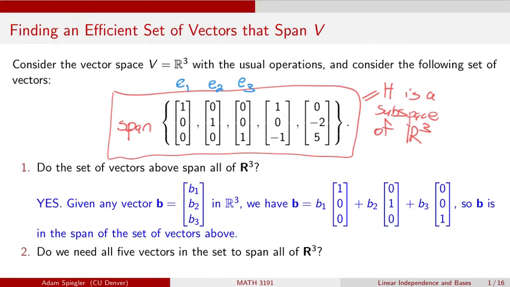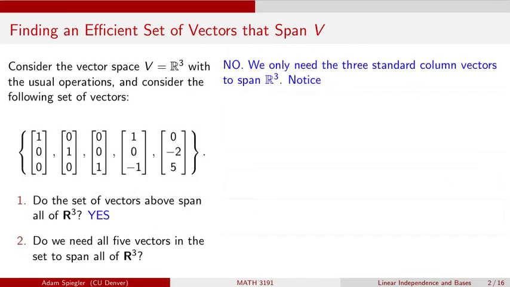And so the next question you might ask is, do we need to include all 5 of these vectors in order to span R3? Our argument to answer the first question didn't involve these last 2 column vectors at all. I didn't need the vector 1, 0, minus 1 or the vector 0, minus 2, 5 in order to generate any vector in R3. So now let's construct the most efficient set of vectors that is going to span this entire vector space. When I say efficient, I mean the least number of vectors that we need.